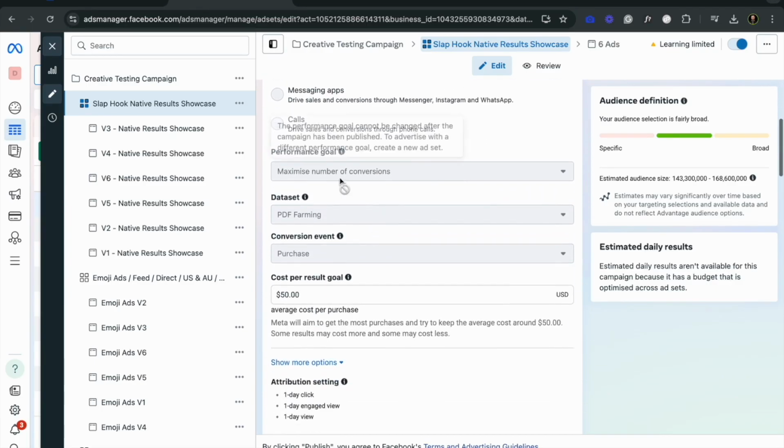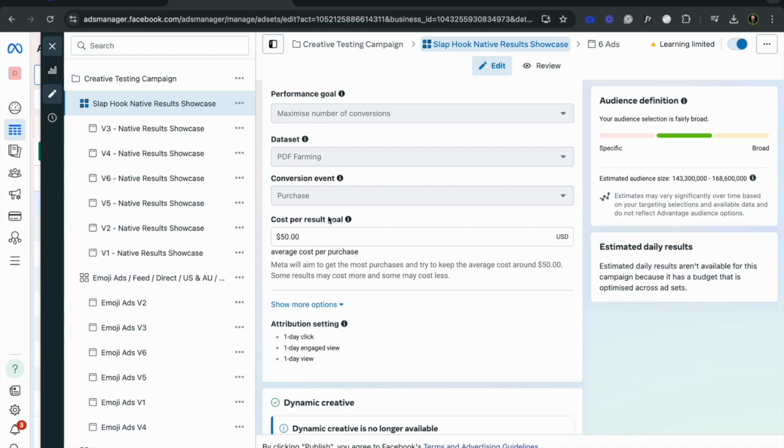So website and performance goals, maximize number of conversions. Make sure you select your right data set. So we did the pixel setup before. Sorry, it's not called pixel now, it's called data set. The data set setup before. Conversion event is purchase.